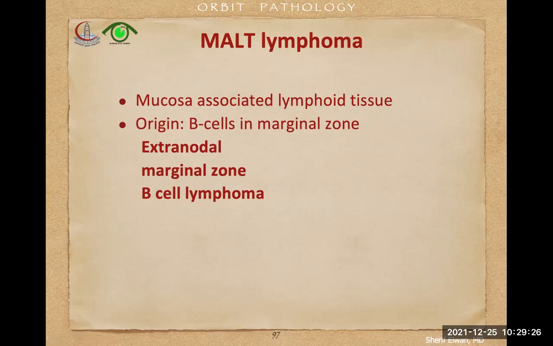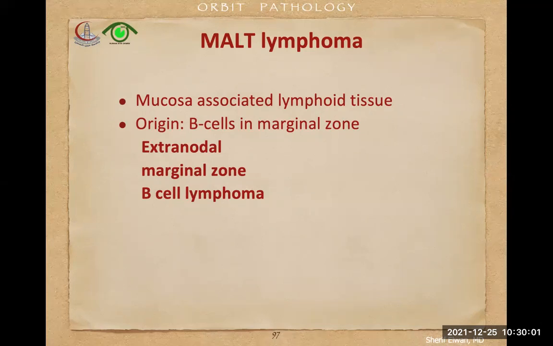Why do we say mucosa associated lymphoid tissue? Because in the orbit there are no lymphatics. Remember, in the orbit there are no lymphatics, and in the eye there are no lymphatics. There are lymphatics in the conjunctiva, and there is evidence of a very small area in the meninges of the optic nerve at the orbital apex that might have lymphatics.